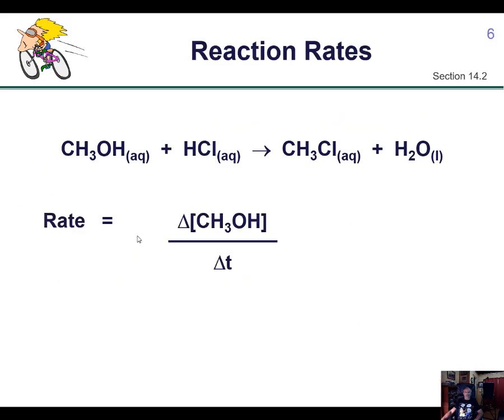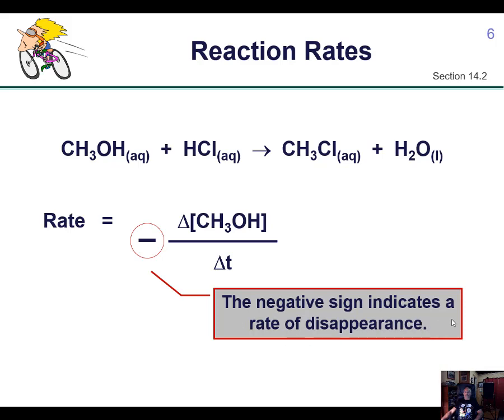Okay, so here's our rate. We would express it as a negative value. Why negative? Because reactant concentrations go down. We say that reactants disappear over time. That is, the concentration goes down. The negative sign is simply an indication of the rate of disappearance.